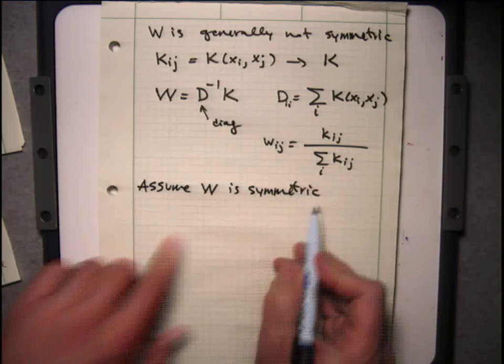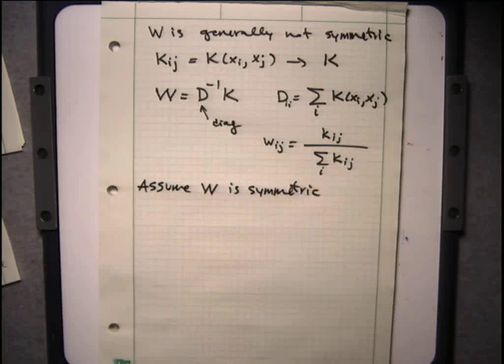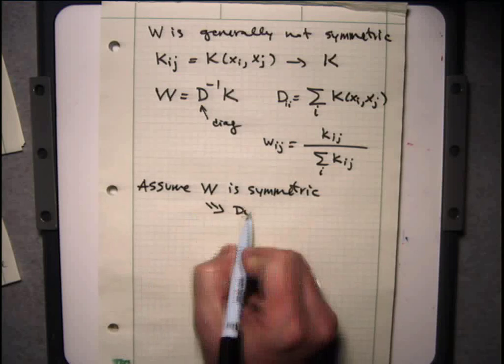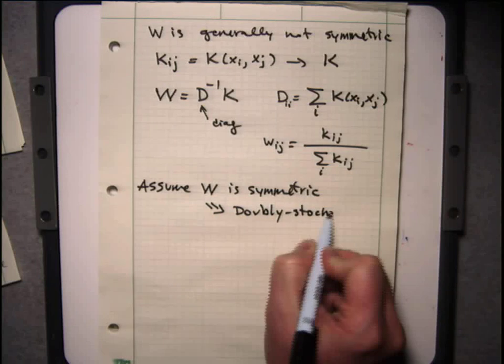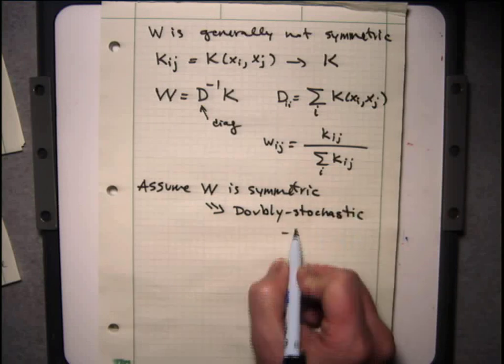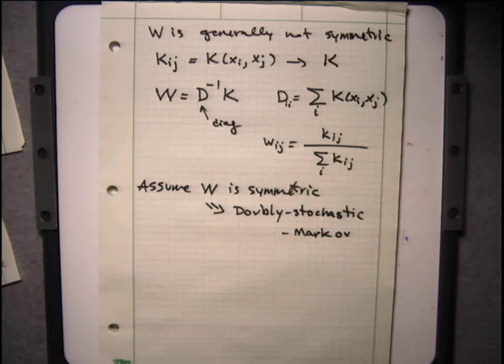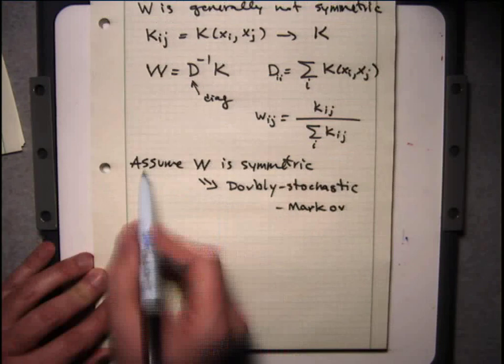By the way, assuming that W is symmetric implies one more thing, which we didn't have before, which is that not only do the rows sum up to 1, the columns also now sum up to 1 because of the symmetry. And so what this means is that W is now called doubly stochastic or doubly Markov. There's a huge amount of literature about both stochastic matrices and doubly stochastic matrices.